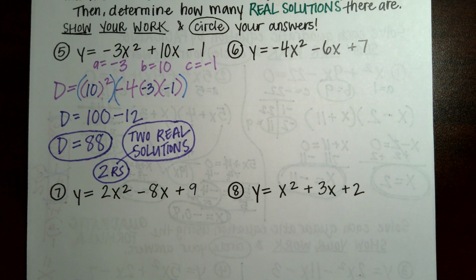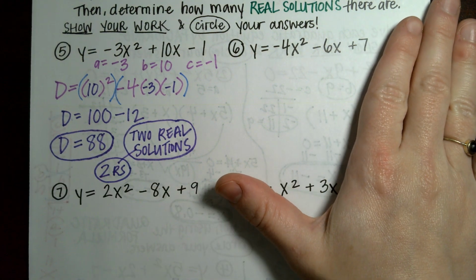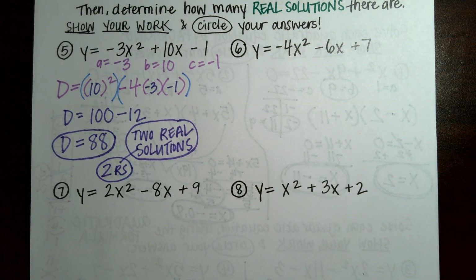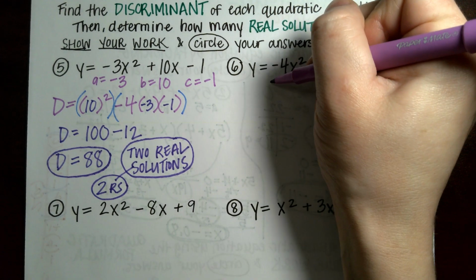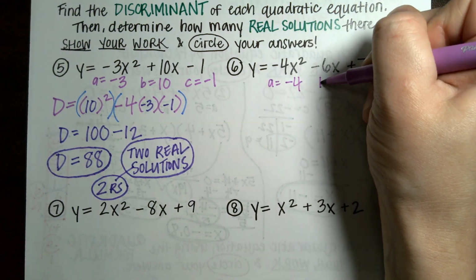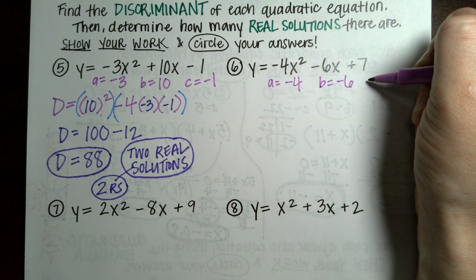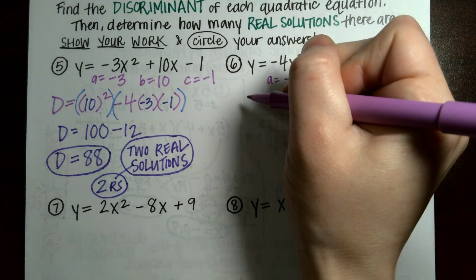Everybody ready to move to 6, or does anyone want a bit more time to keep writing? Let's look at 6. What is our A, B, and C? -4. Mm-hmm. B is -6, and C is 7. Good.